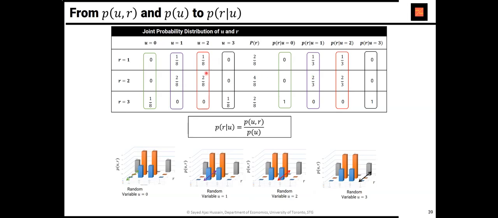Sum of these things is 3/8. 1/8 divided by 3/8 is 1/3. 2/8 divided by 3/8 is 2/3, and so forth. And you should, of course, figure out that on your own and see that's in fact equal to 1. So this gives you the conditional probabilities of r given different values of u.